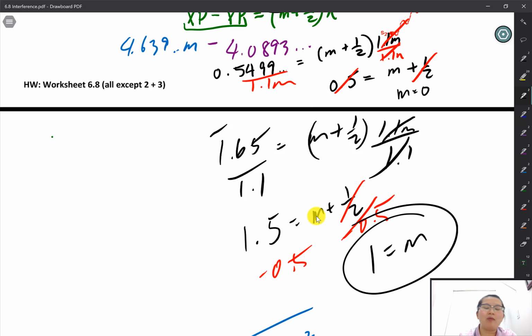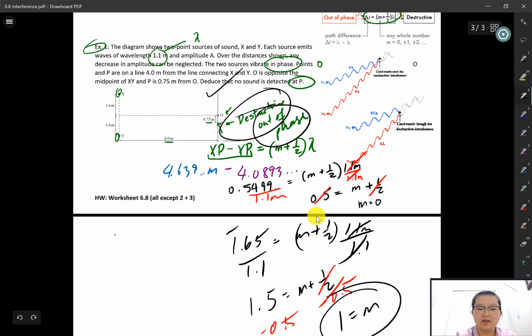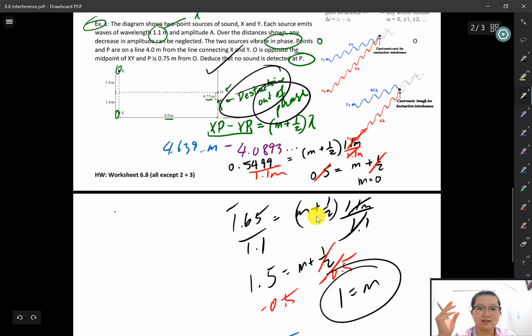But it doesn't matter how many more wavelengths have passed by. As long as the difference between the two paths is either whole or half wavelengths, then you'll have either constructive or destructive interference. So this is a good example just to get your juices flowing, especially when you have no sound detected. Hopefully this video wasn't too long, but hopefully you got something out of that. Hopefully it made a little bit more sense for you to do some questions later on.